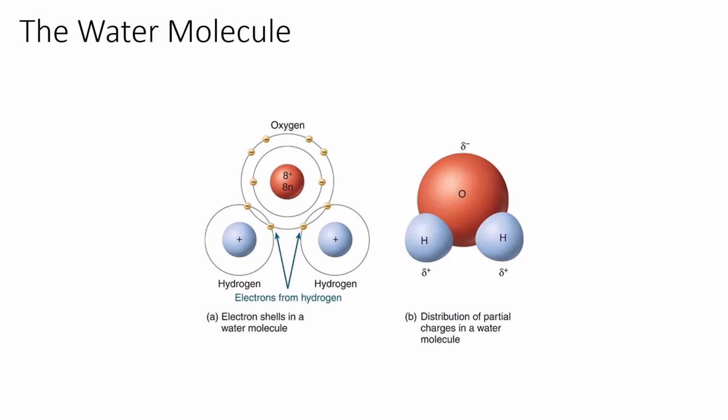But diving in a little deeper, you'll notice that the oxygen nucleus is substantially larger than the hydrogen nuclei, and this larger mass is going to create a larger pull on the shared electrons. And so because it's bigger and it has a stronger pull, these electrons are going to spend more time around the oxygen nucleus than they are around the hydrogen nucleus.